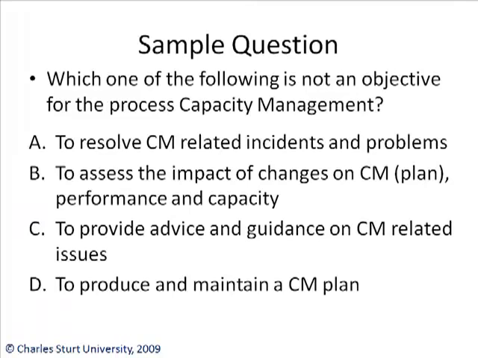Simple question. Which one of the following is not an objective for the process capacity management? Answer A, to resolve capacity management related incidents and problems. Answer B, to assess the impact of changes on the capacity management plan, the performance and the capacity overall. C, to provide advice and guidance on capacity management related issues. And D, to produce and maintain a capacity management plan. I'll give you a couple of seconds to think about the answer, and then as usual we move on.